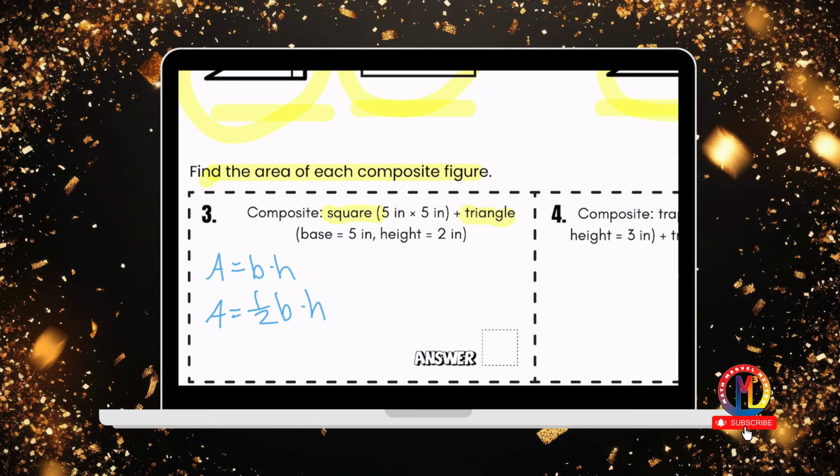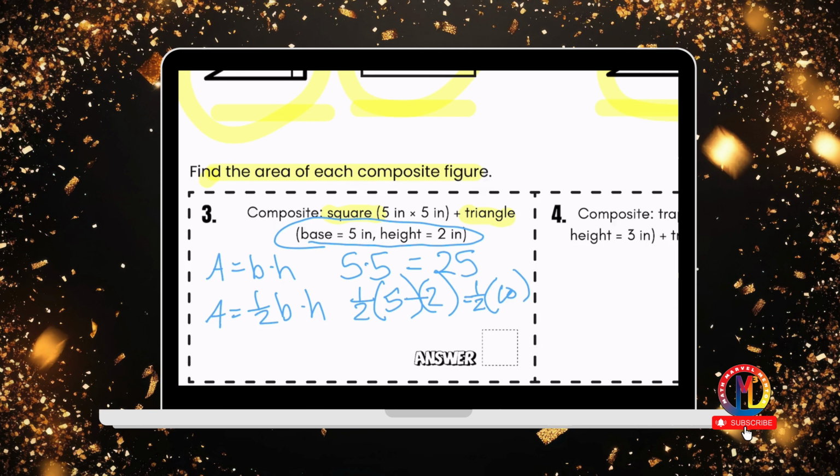So we're going to do the area of the square first, which is actually super easy. 5 times 5 gives us 25. And then we're going to do the area of our triangle. So we're going to do 1/2 times the base is 5, and then the height is 2. Remember, you can multiply in whatever order you want. So I'm going to do 5 times 2 first. That gives me 10. And then I'll do 1/2 times 10, and half of 10 is 5. So the area of my triangle is 5, and then the area of my square is 25 inches squared.